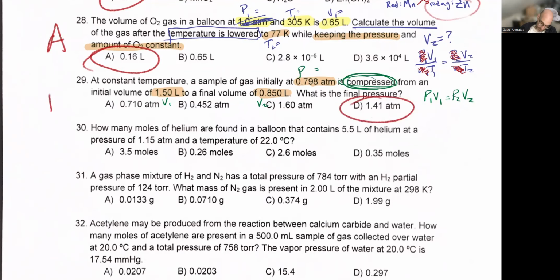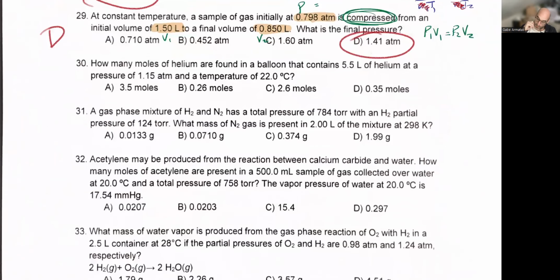So again, just a plug and chug. I'm not going to walk through that because this video is already super long. How many moles of helium are found in a balloon that contains, okay, again, another gas law problem, 0.5, that's a volume.